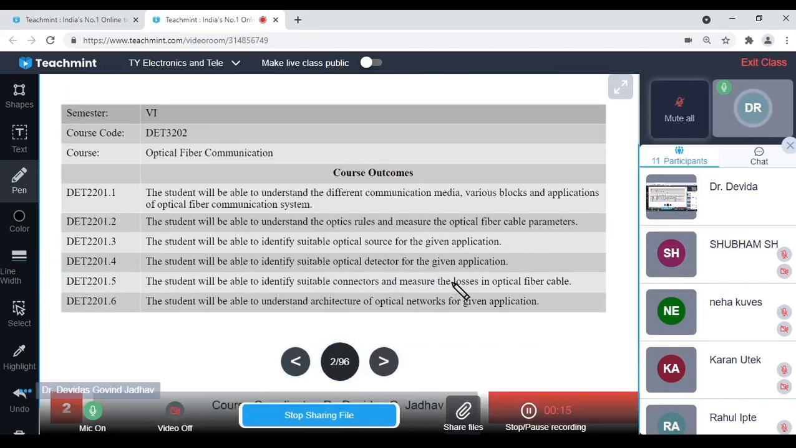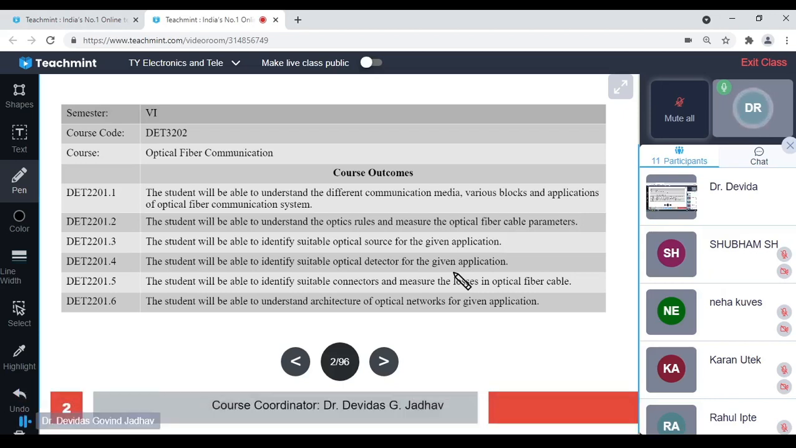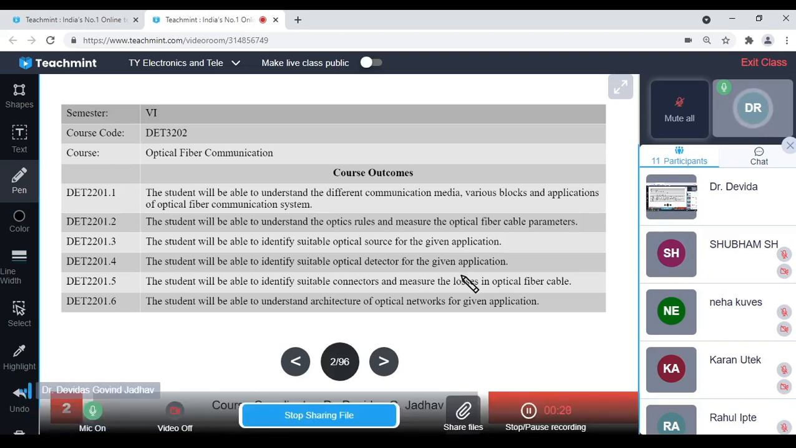Course outcomes. The students will be able to understand the different communication media, various blocks and applications of the optical fiber communication system. The students will be able to understand the optics rules and measure the optical fiber cable parameters. Students will be able to identify suitable optical source for a given application, and suitable optical detector for a given application. Students will be able to identify suitable connector and measure the losses in the optical fiber cable. Students will be able to understand architecture of the optical network for a given application.